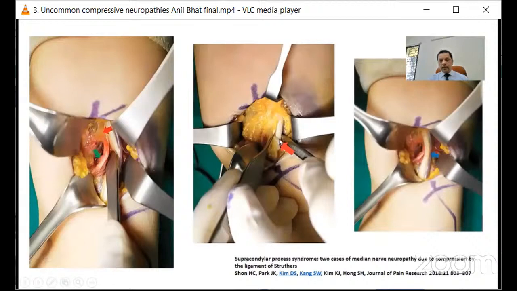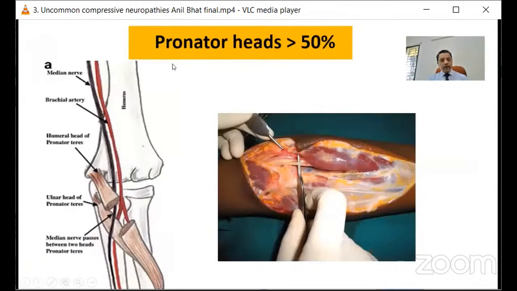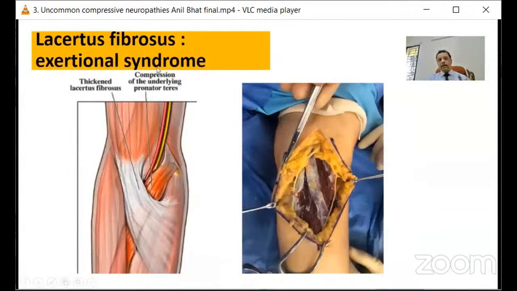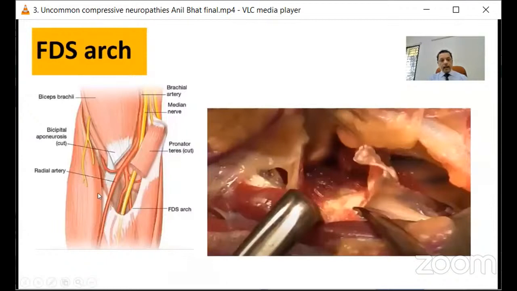Pronator two heads, where the nerve is crossing at this point: more than 50% of the reported cases talk about this as the etiology. Lacertus fibrosus most of the time acts like an exertional kind of syndrome, and sometimes partial release of that gives good results. For the FDS arch, once you retract the pronator, you will see this arch, and the nerve is coming here, and the arch can be quite thick in some patients.